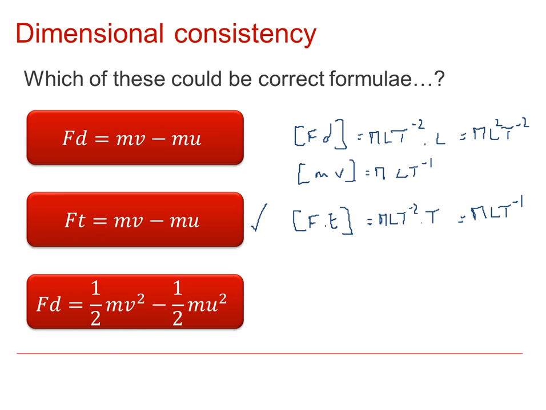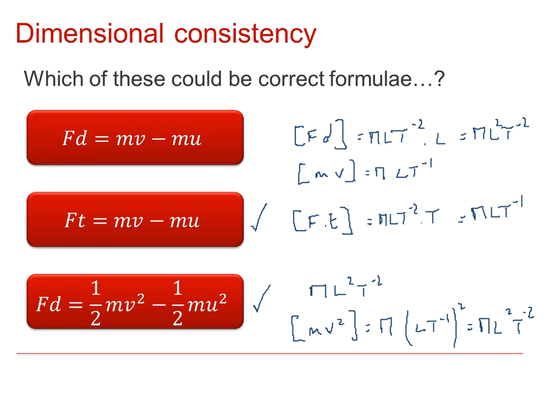And finally, F multiplied by D we knew was ML squared T to the minus 2. And on the right hand side we've got mv squared, so the dimensions of mv squared this time is mass and then velocity, L T to the minus 1, all squared, which is ML squared T to the minus 2. So again, these are dimensionally correct.